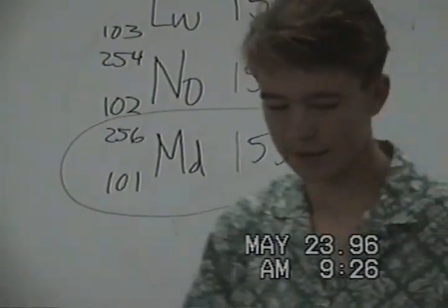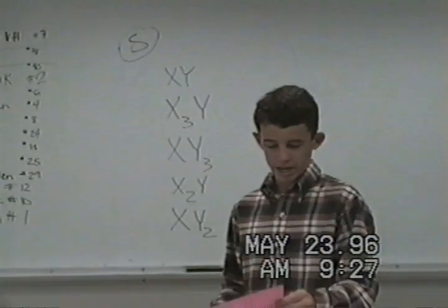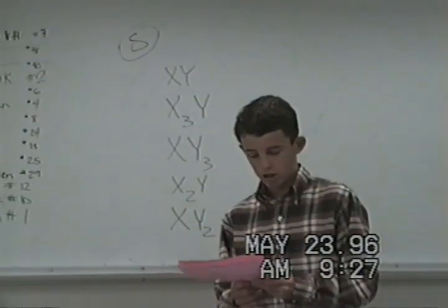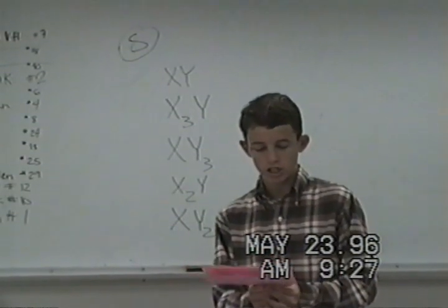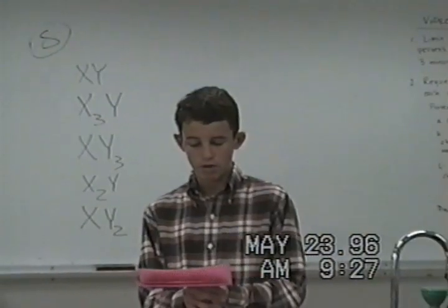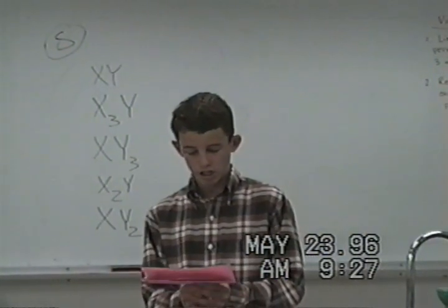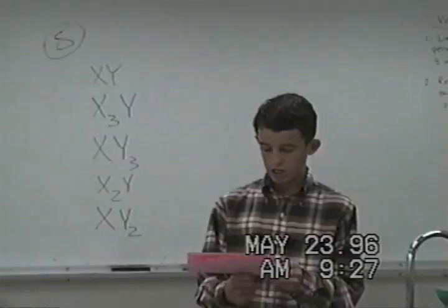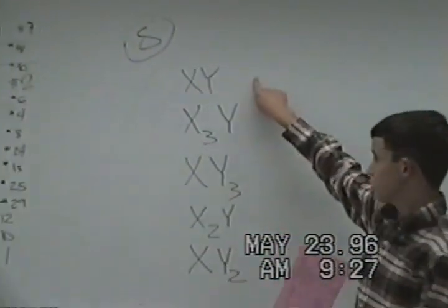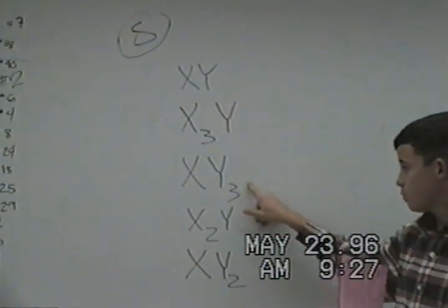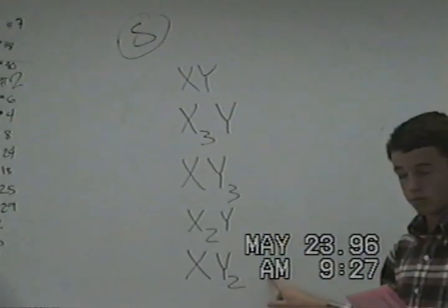Okay, I'm doing problem number 8, and the problem asks, atoms of element X having 2 valence electrons each combine with atoms of element Y having 6 valence electrons each. The compound formed is expected to have the formula one of these: XY, X3Y, XY3, X2Y, or XY2.